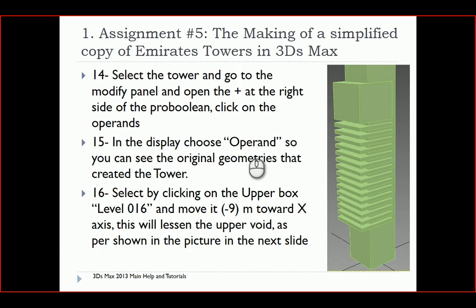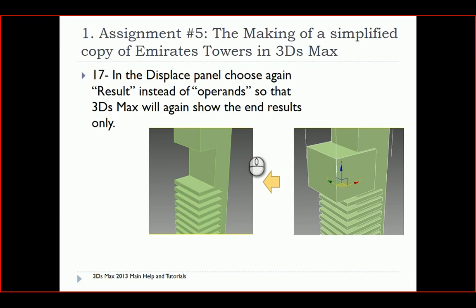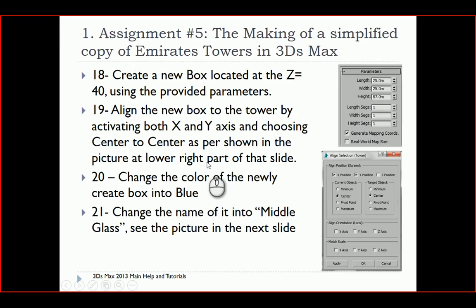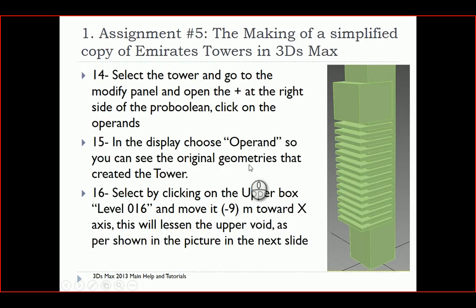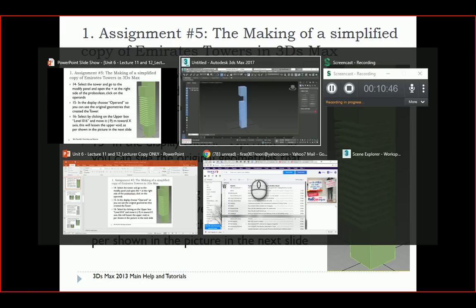Now I will try to make the glass, and also to make this box exactly like this, the upper one only, with less depth here. So I should push that 9 meters the other way, in minus X here. So there are lots of methods. Some people use the operand show method.